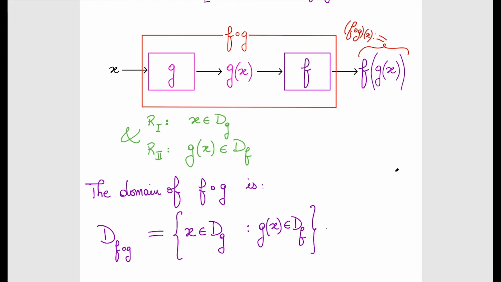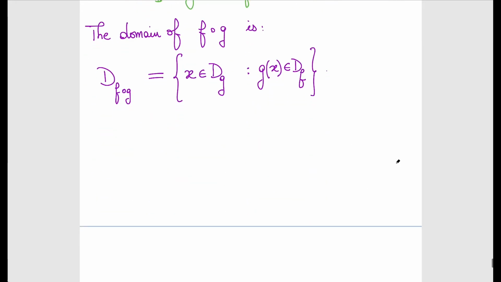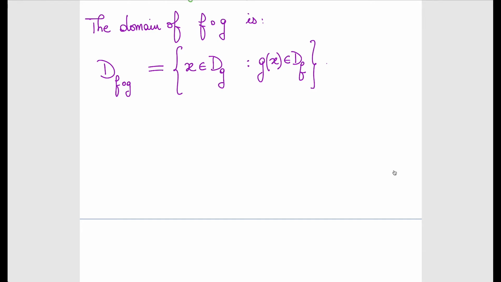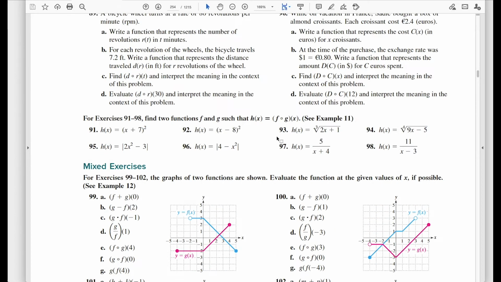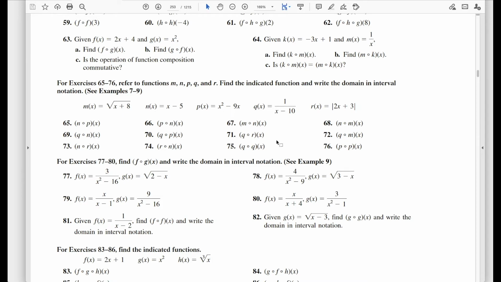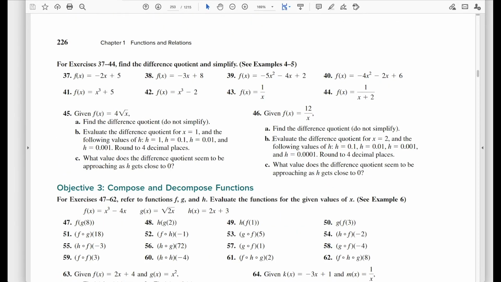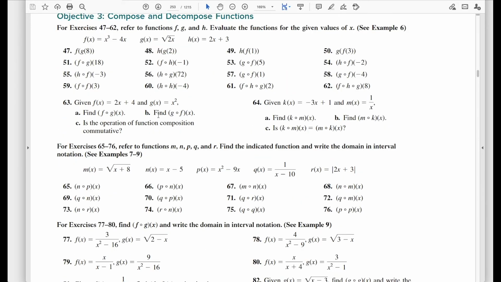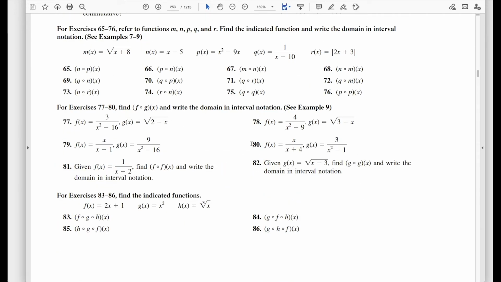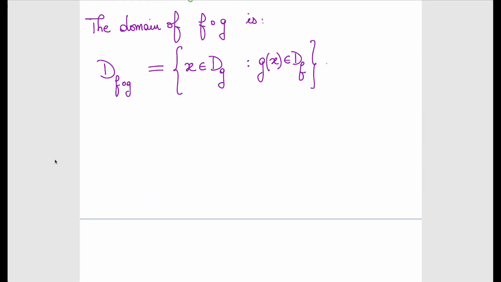And now let's put it in action. Let's go to the book. Let's go to the book and let's go to page 226. This is page 226, right? It's right there. And let's do number 80. So the question is, find the composite function f composed with g and write the domain using interval notation. Okay? So let's take it as a snapshot. Paste it here.